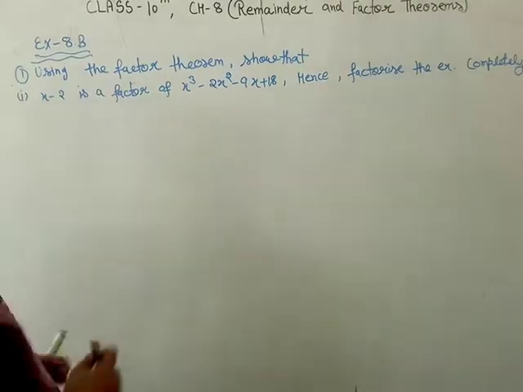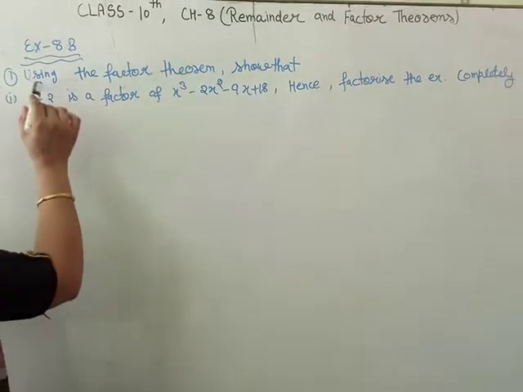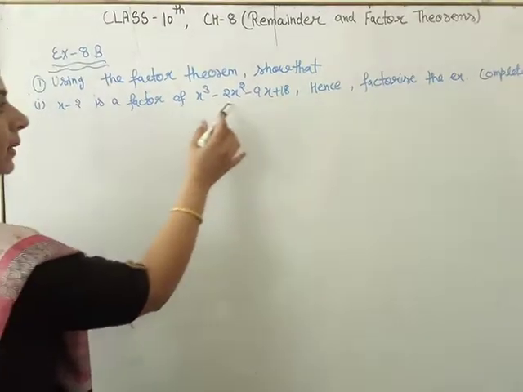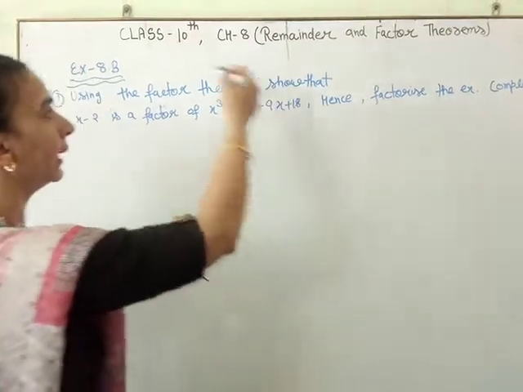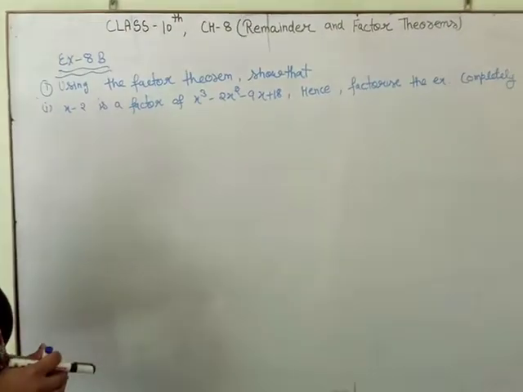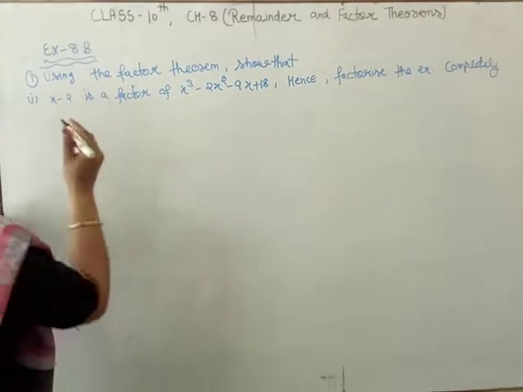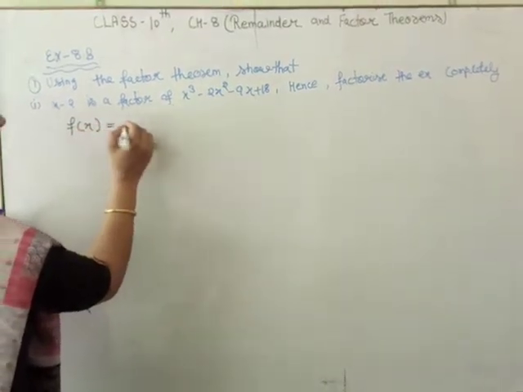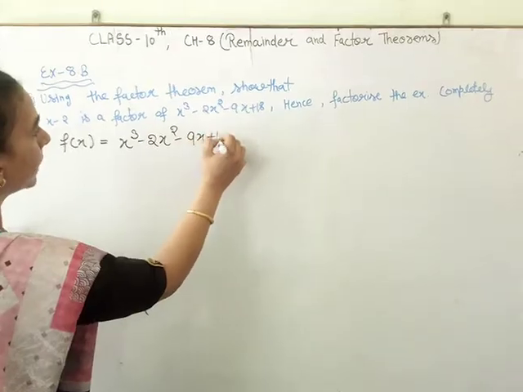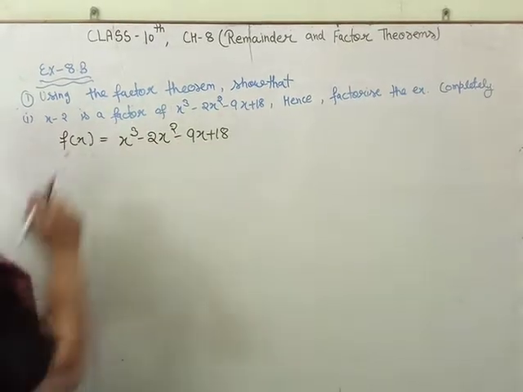Okay, next we have question number first from exercise 8b, part number first. Student, in this question, using the factor theorem, show that x minus 2 is a factor of this expression. Hence, factorize the given expression completely. Student, this is the same as in exercise 8.a. First, we have to show that x minus 2 is a factor of this expression. So first we write the polynomial x cube minus 2x square minus 9x plus 18.